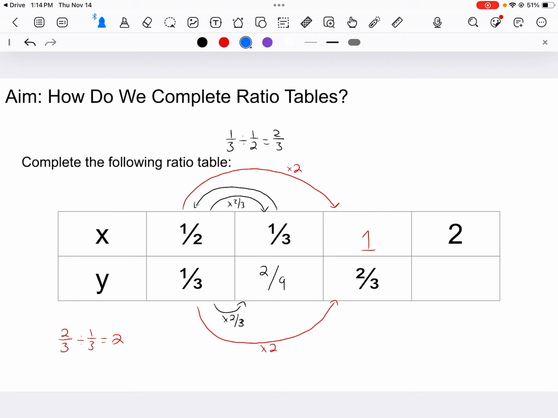And now for the last part of the table, I'm just going to go right from the 1. You don't always have to go from the beginning. You can work from any spot. So I know 1 times 2 is 2. So I'm just going to do the same thing here. 2/3 times 2 is going to give me 4/3. But I don't like having an improper fraction, so I'm going to change that to 1 and 1/3.